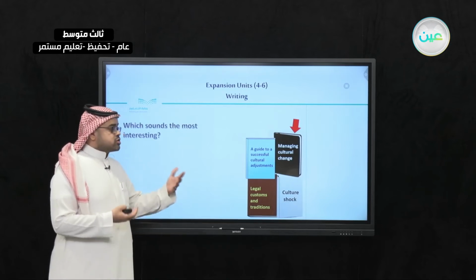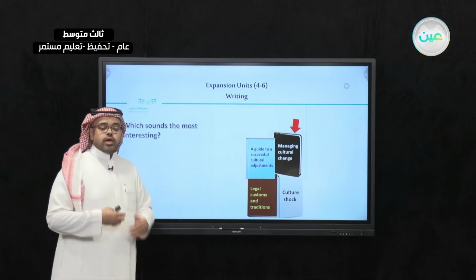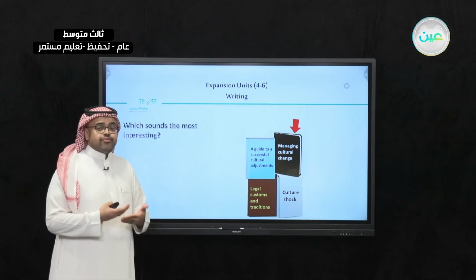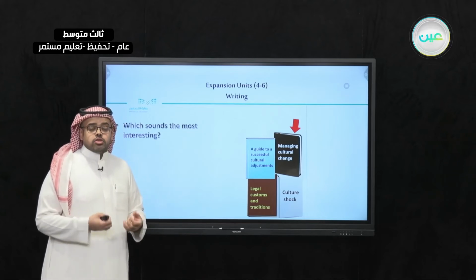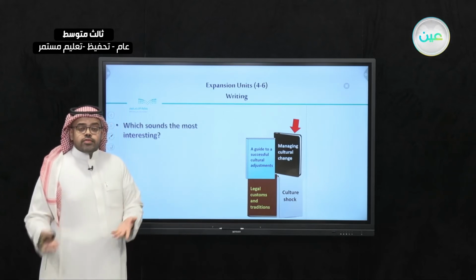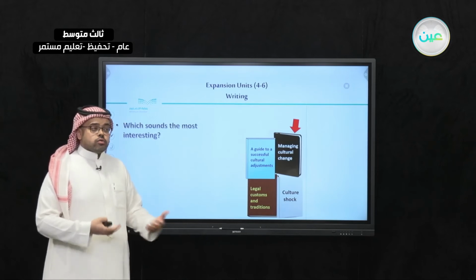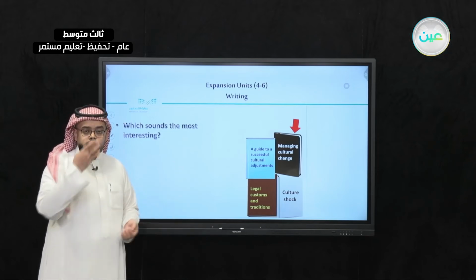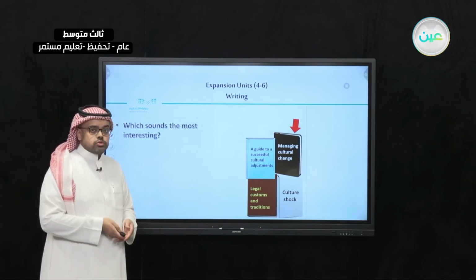So this book talks about how you can manage it, how you can adjust, and how you can adapt fast to cultural change, whether you are a visitor of that place or whether you are a host when you meet new people who are not from your country.